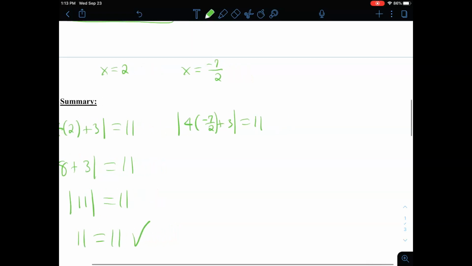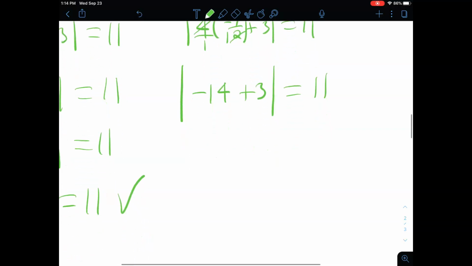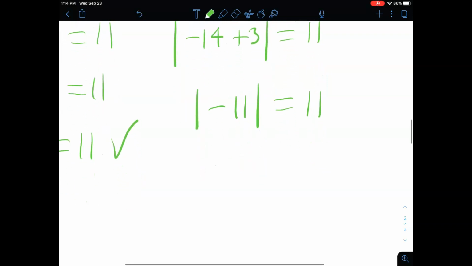Okay? And this one over here is a little trickier because we got a fraction. So we're going to do the absolute value, put the 4 over 1, reduce the 4 into 2. 2 goes into 4 twice, 2 goes into 2 one time, so we get negative 14 plus 3. Negative 14 plus 3 is the absolute value of negative 11, equals 11. What's the absolute value of negative 11? That's going to be just 11.